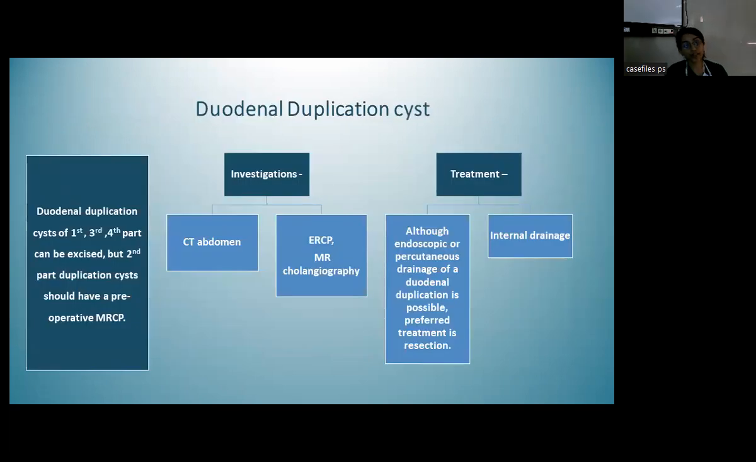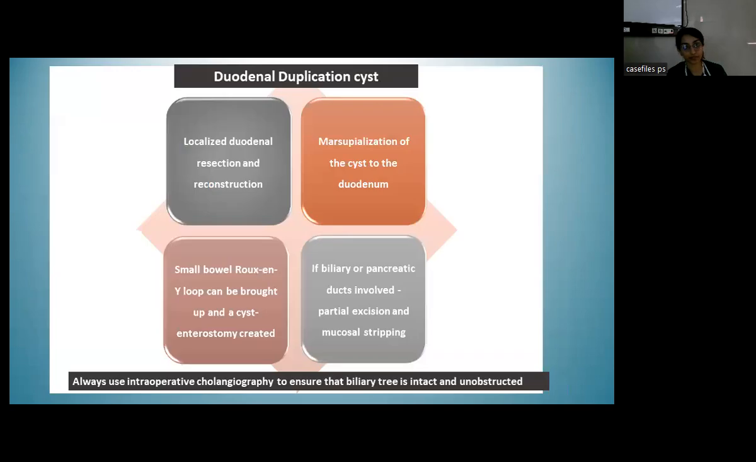Coming to duodenal duplication cyst, the duodenal duplication of the first, third, and fourth part can be excised, but the second part duplication cyst should always have a preoperative MRCP. Investigations could be a CT scan, or even an ERCP or an MRCP might be required for these. Although endoscopic or percutaneous drainage of duodenal duplication cyst is possible, still the preferred treatment is resection. We can either do a localized duodenal resection and reconstruction, or marsupialization of the cyst can be performed into the duodenum, or a small wall Roux-en-Y loop can be brought up and the cyst enterostomy can be done.